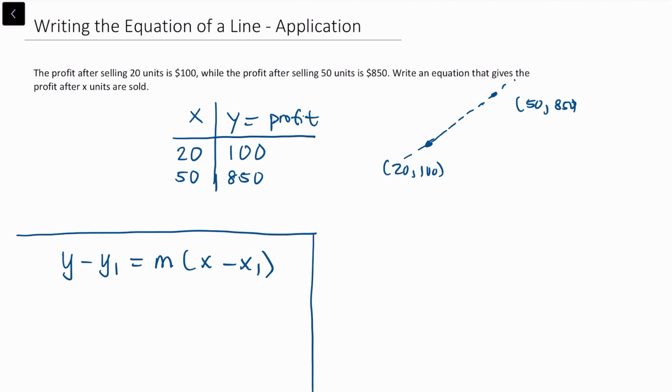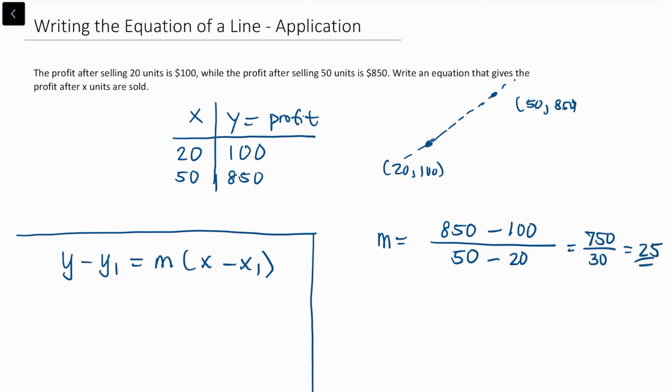First thing we need is the slope. Now we know that the slope is the difference between the y coordinates. So I'm going to say 850 minus 100 divided by the difference in the x coordinates. And remember, 50 goes with 850, and 20 goes with 100, and then we simplify. So that's 750 divided by 30, which is 25. So 25 is the slope, and that's going to get substituted into our equation here.